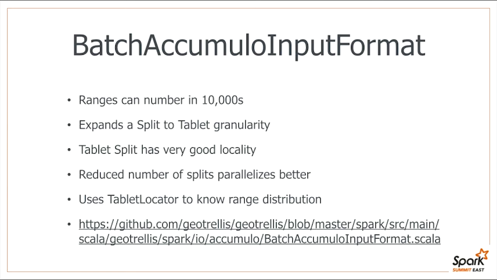We can do that because Accumulo has a tablet locator that has this information, so we can merge these ranges together. We've done that. Unfortunately, the tablet locator is a private API, so there is a link there to our implementation. We've tested it. It works really nice, a huge improvement in performance. And we're working on a pull request back to Accumulo to add this optimization.